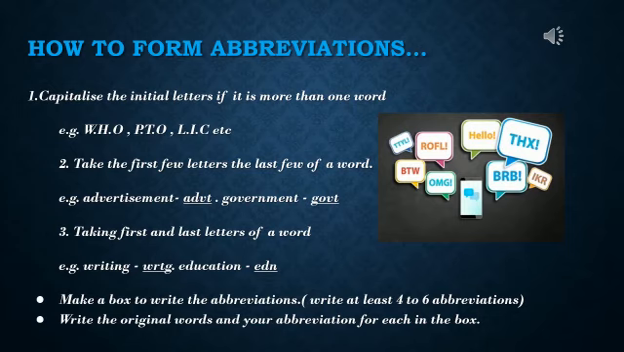Children, remember to make a box to write your abbreviations, and you should have at least 4 to 6 abbreviations in the box. First, write the original words and your abbreviation for each.